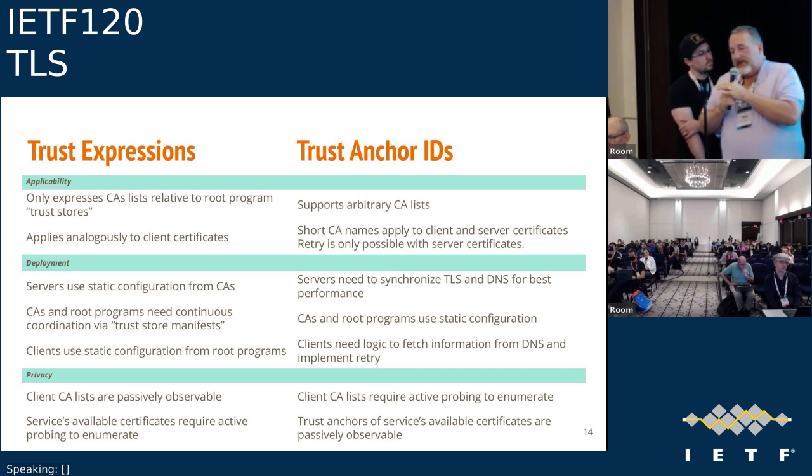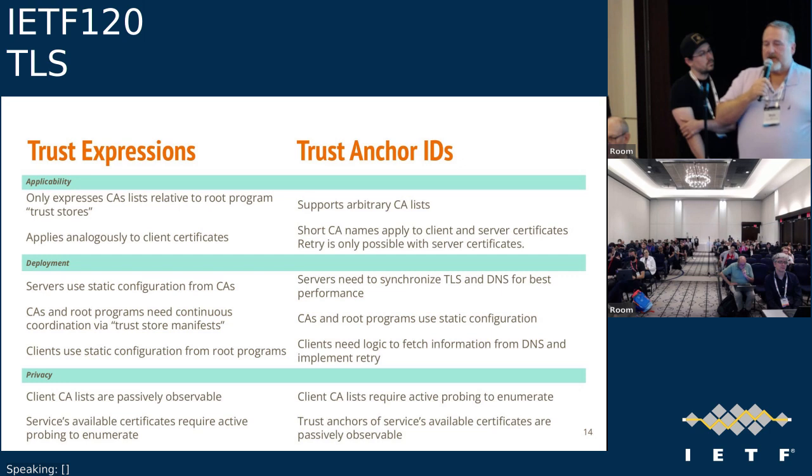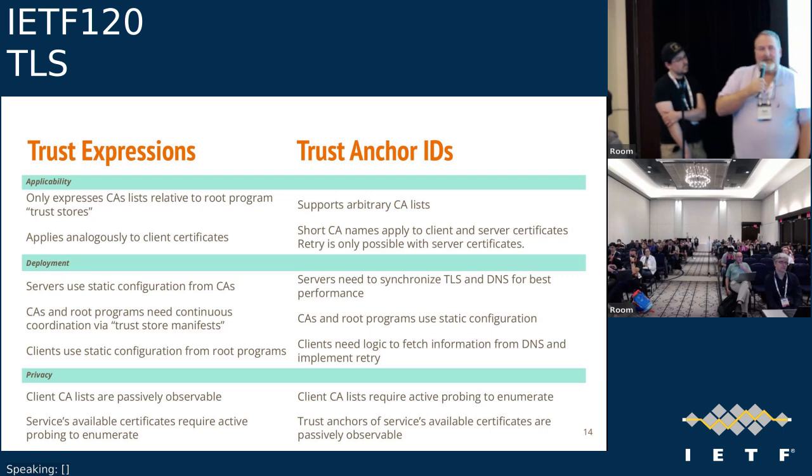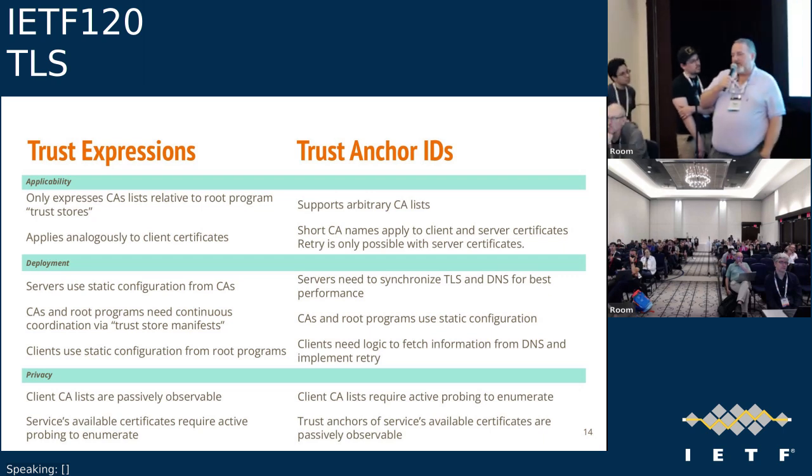Privacy concerns are sort of a flip of each other. The client CA list is passively observable in trust expressions, assuming the trust expression is publicly known. You know what trust anchor set this client is using with trust expressions. It's not in trust anchor IDs. You actually have to actively probe it. The server's list of certificates would have to be actively probed with trust expressions.